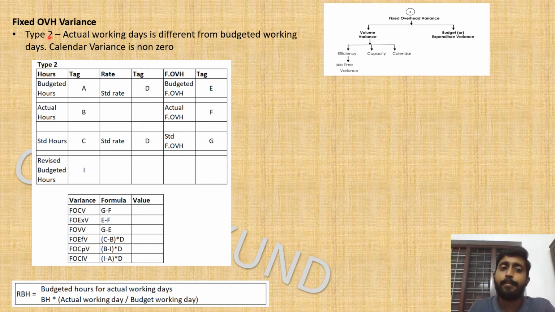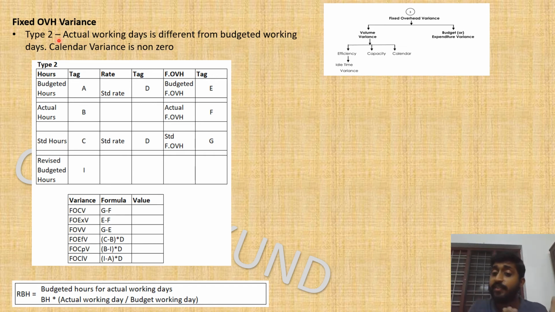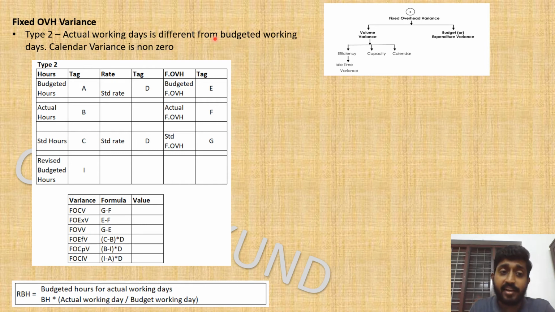Yes, so we will go to the next type of fixed overhead variance, and this I call type 2 variance, because here in the question actual working days will also be given, budgeted working days will also be given, and they are not equal, they are different. And when they are different, calendar variance will arise, and calendar variance is not zero. In type 1, calendar variance is zero. This may be your objective type question also, so keep type 1 in mind. When actual working days and budgeted working days are the same, calendar variance is equal to zero. If they are not the same, then calendar variance is non-zero.